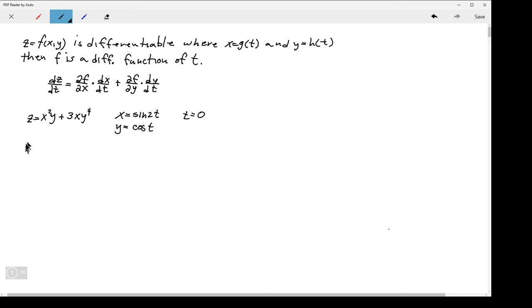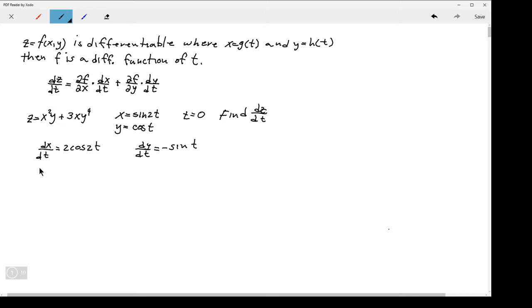Okay, so in order to find dz/dt, this is what we want to do here. I need all of this. So my advice, calculate everything separately. Let's do the easy ones first, dx/dt and dy/dt. So dx/dt is going to be 2 cosine 2t. dy/dt is going to be negative sine of t. This is one thing at a time.